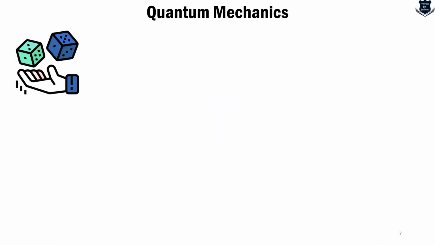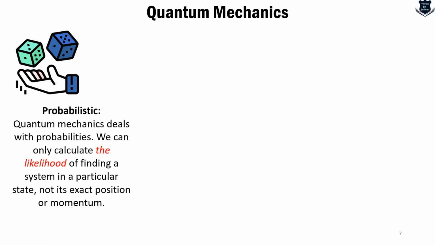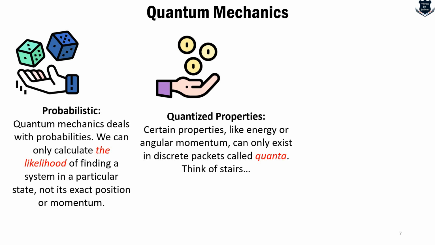Importantly, quantum mechanics is also probabilistic. That means we can only calculate the likelihood, like throwing this dice up in the air: this percent chance of landing on heads, or this percent chance of landing on tails. So we do not know its exact position or momentum, and we can only speak of a likelihood. This is very important. Quantized properties.